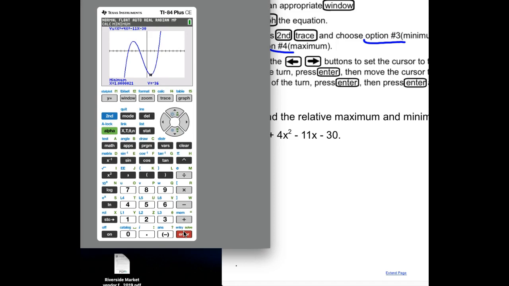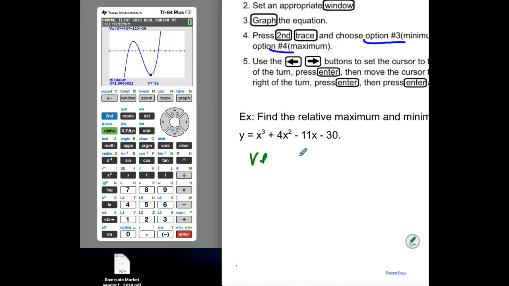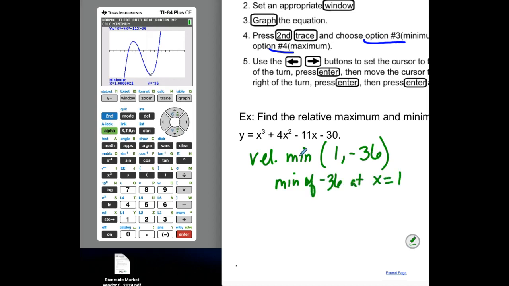So I am getting a minimum of about 1 for an x coordinate and -36 for a y coordinate. So I'm going to say my relative minimum is the point, positive 1, -36. Sometimes that is written as a minimum of -36 at the x value of 1. So both options are fine.